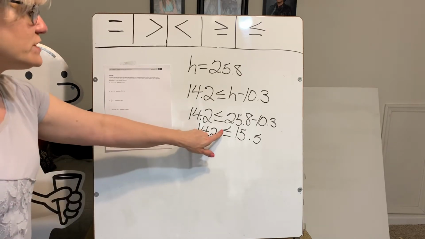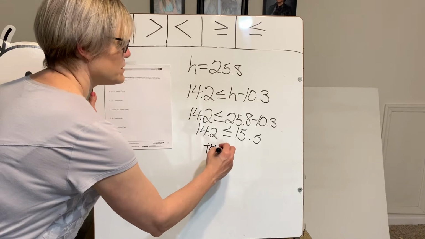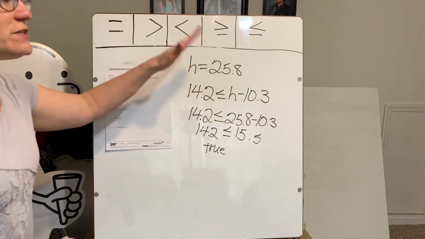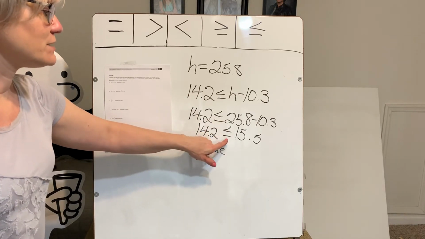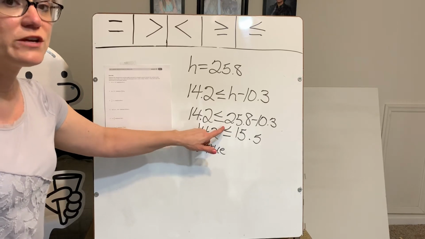Well, 14 and 2/10 is less than, so I can stop right there. So that would be a true statement because it's less than or equal to. So see here, that symbol at the bottom doesn't really matter because we have the other symbol at the top. So it can be either or.